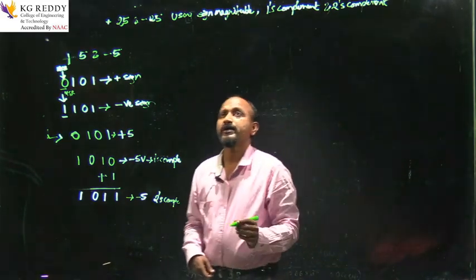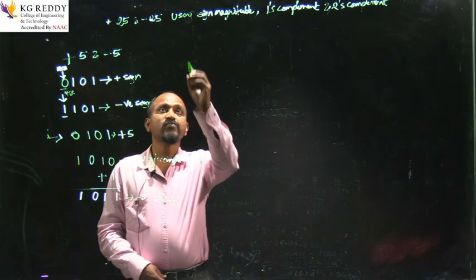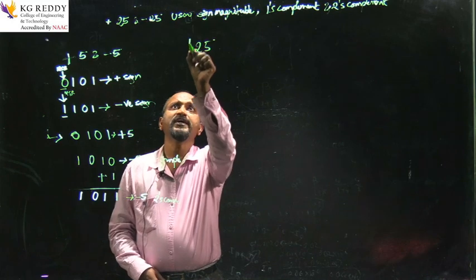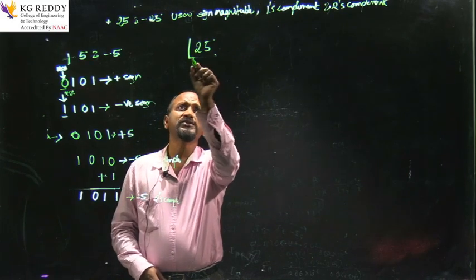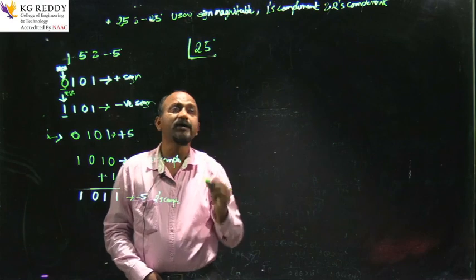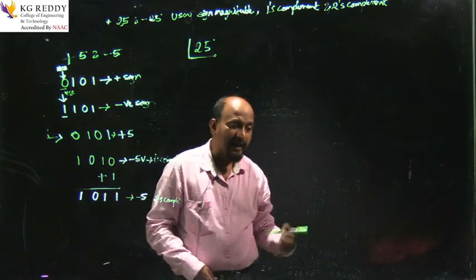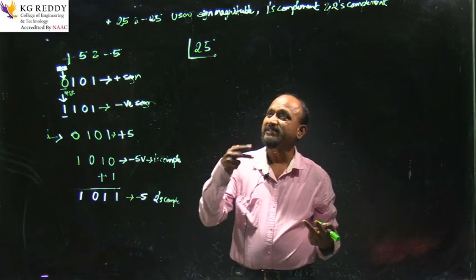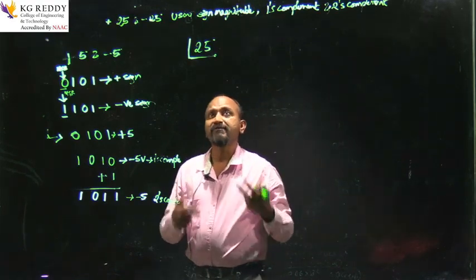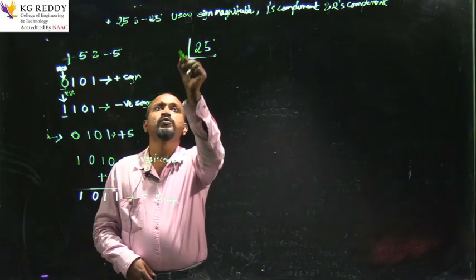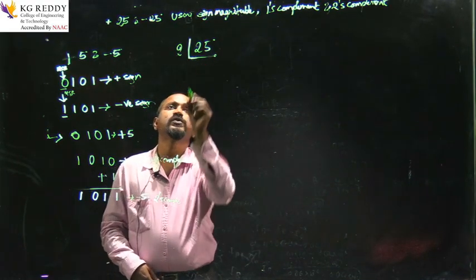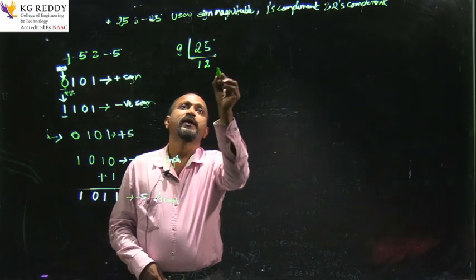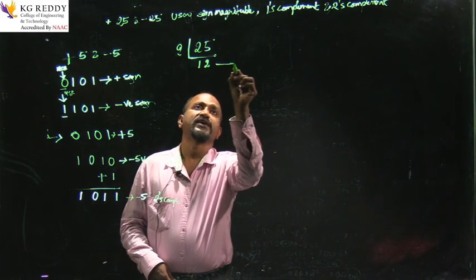Let us take the formula for this division method: plus 25 divided by 2. Why are we dividing by 2? Because we are converting the given decimal number into binary form. Binary has a set of 2 characters, 0 and 1, so it has a base, or radix, of 2. So we divide by 2 only. 2 12s are 24 and the remainder is 1.